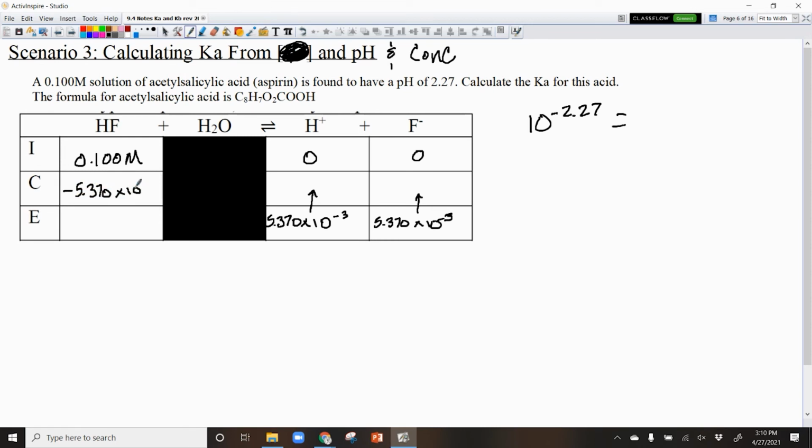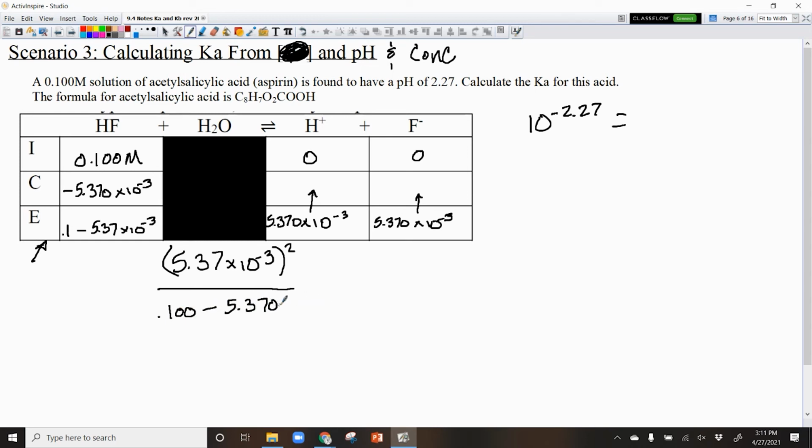5.370 times 10 to the negative third. So here we have 0.1 minus 5.37 times 10 to the negative third. Okay, again, this is your Ka. So we have products, and that's squared over reactants. 0.1 minus 5.370 times 10 to the negative third.